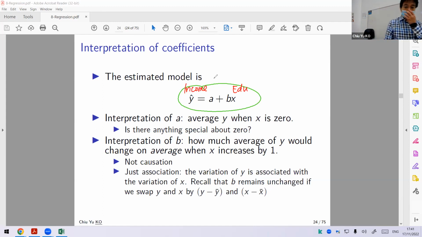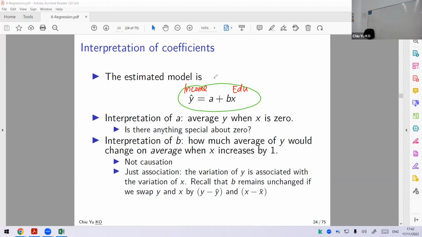What does that mean? A means that if you don't go to school, what's the salary? This is the raw labor salary. Maybe the minimum wage. A would be the minimum wage, or the wage that you get if you go to do the job without needing any education. Raw labor wage. Okay? That's A.